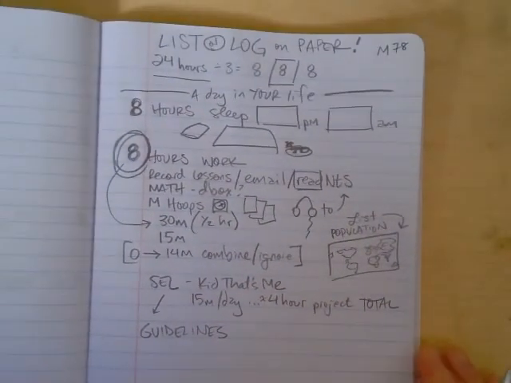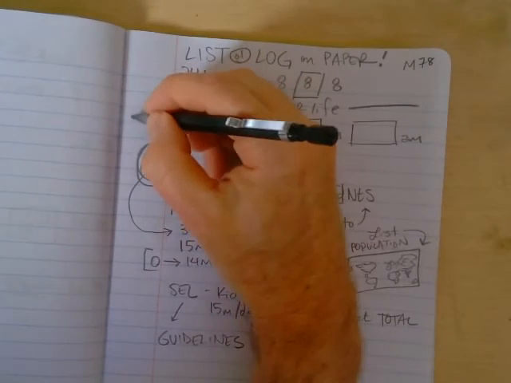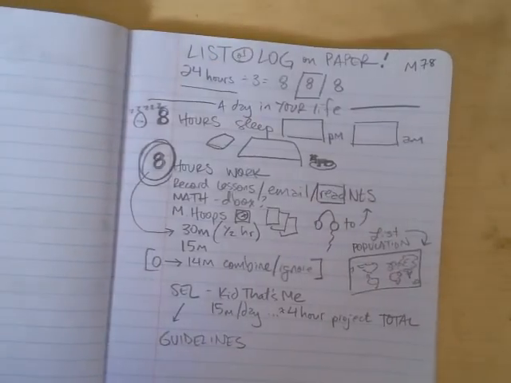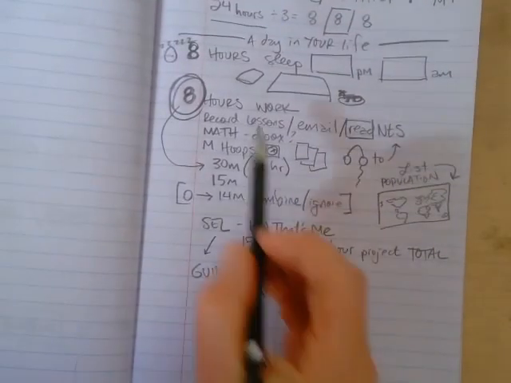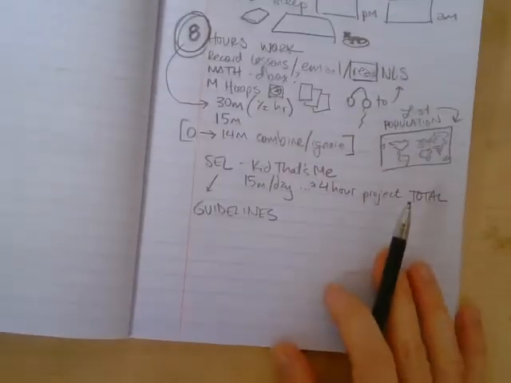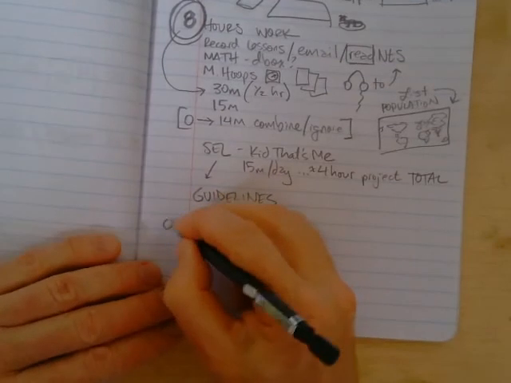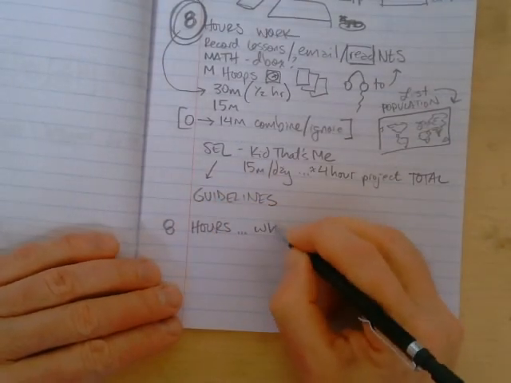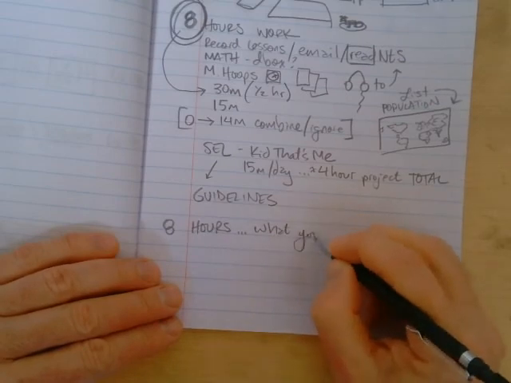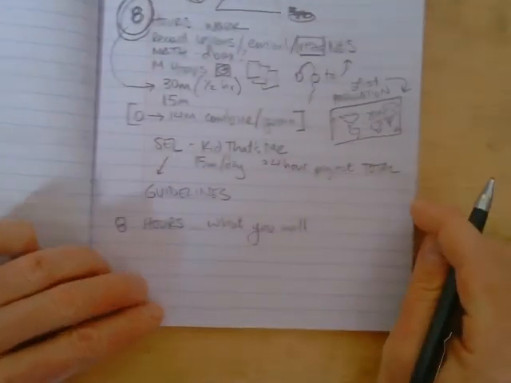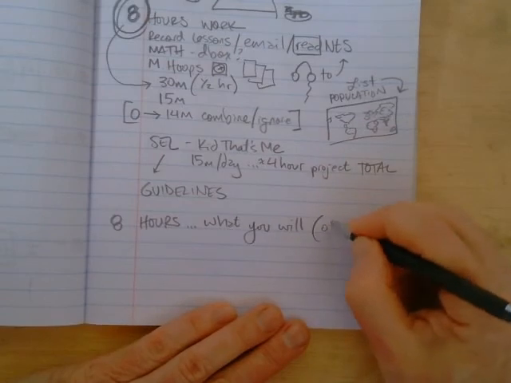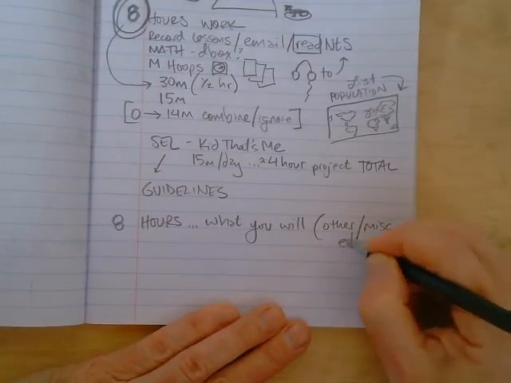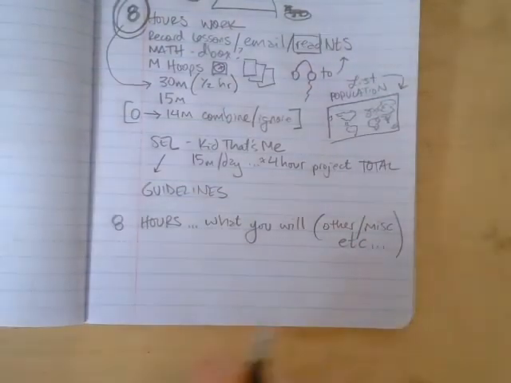So 8 hours of sleep. You may do more. 8 hours of work. You can do more, but I wouldn't do much more than that. And then lastly, 8 hours of what you will. For me, that's another word for other, miscellaneous, and etc.